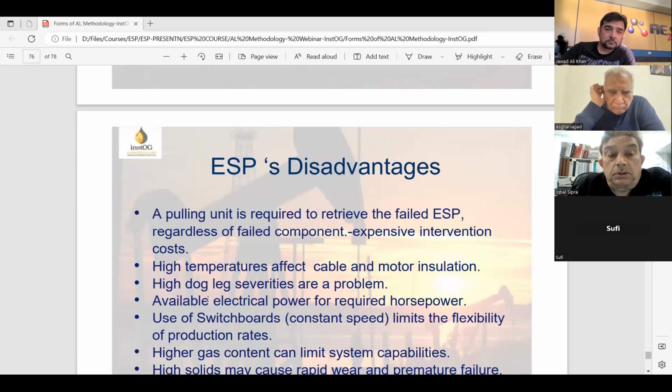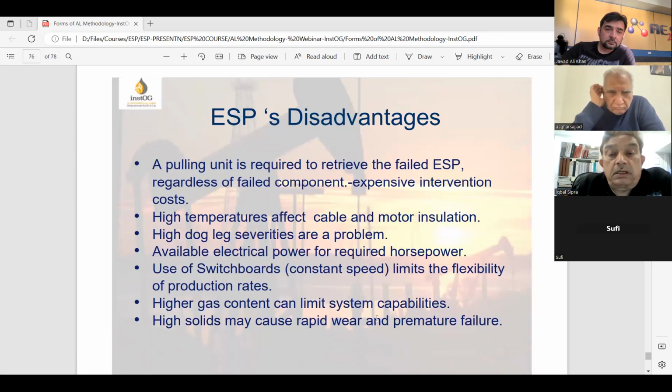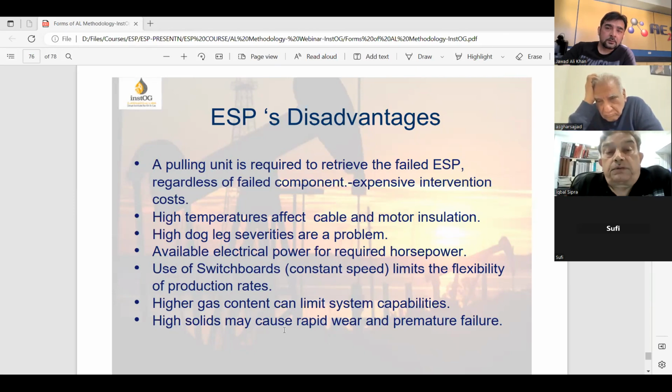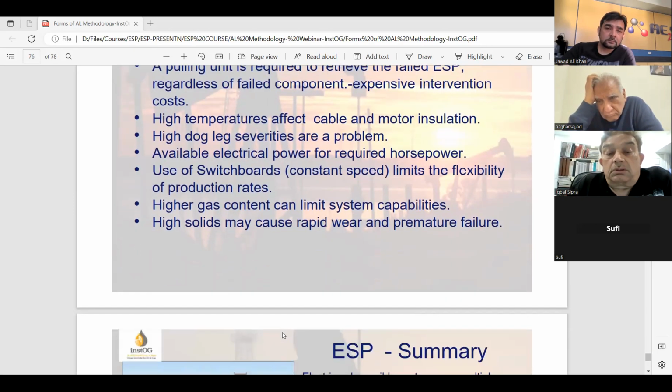Disadvantages: a pulling unit is required, high temperature effect, cable and condition installation, high dogleg facilities are always a problem, available electrical power and horsepower required, use of a switchboard limits the flexibility, high gas content limits capabilities, and high solids may cause rapid wear. Nowadays there are some ESPs available with special conditions which can overcome all these conditions I have laid down here. Even then, we can run 10 barrels per day, and to that extent.